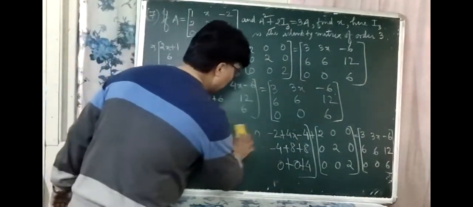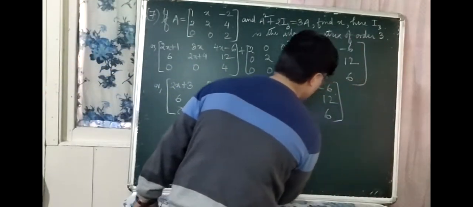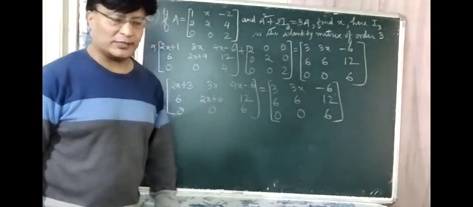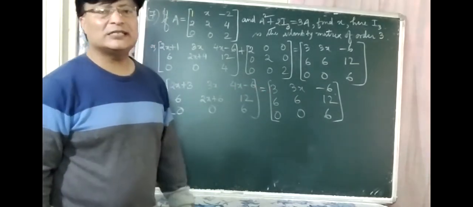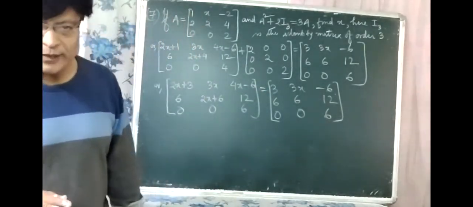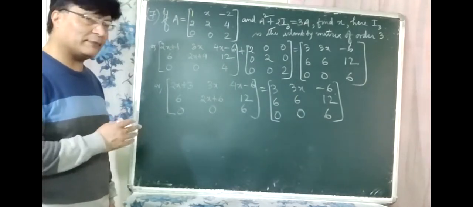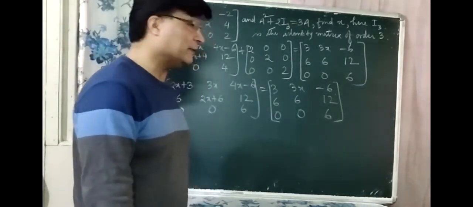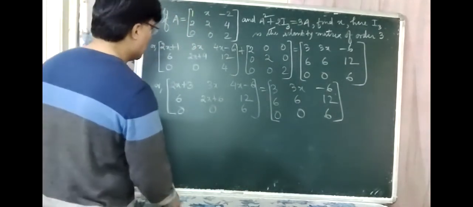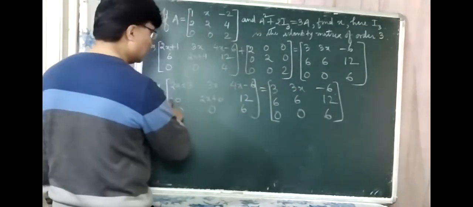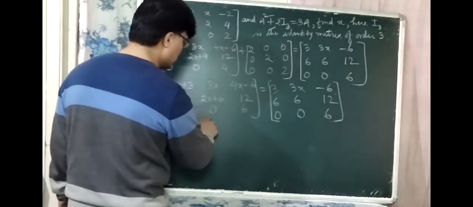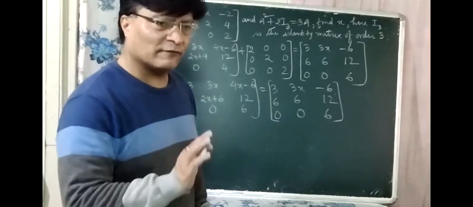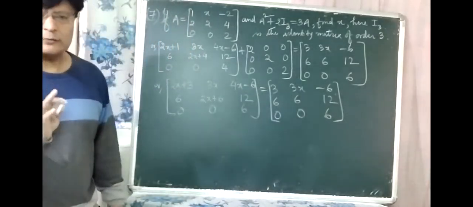Now we have to get the value for x. So how can we get the value for x? Now these are the equality of two matrices. The two matrices are said to be equal if they have the same order and the corresponding elements are also equal. Okay. So now 3x, 6, 2, 0, 0, 6. This is also 0, 0, 6. So you can equate any corresponding elements.